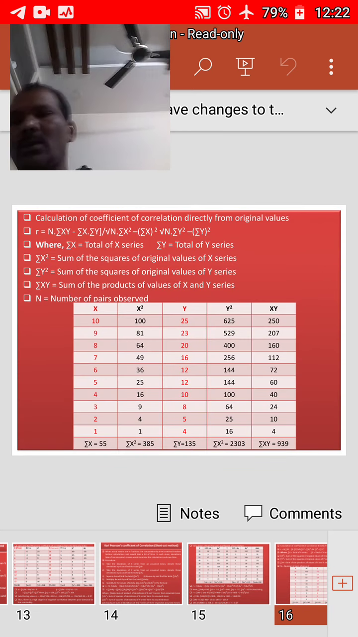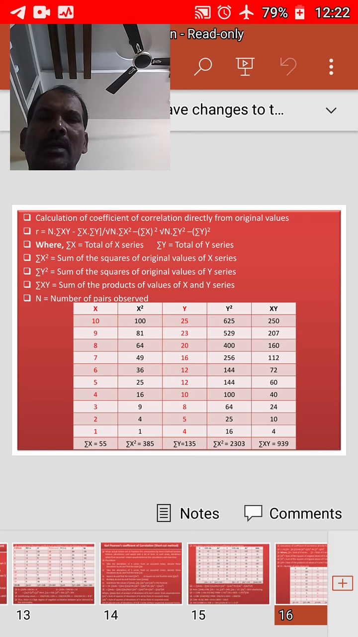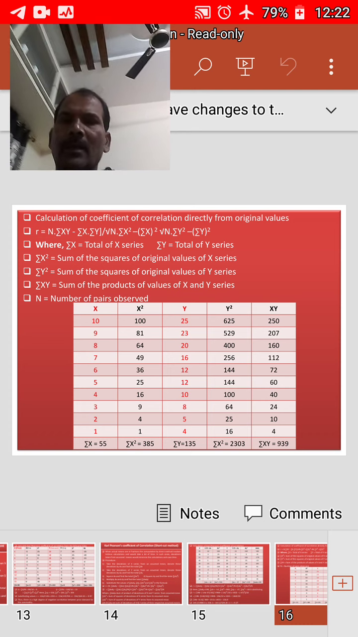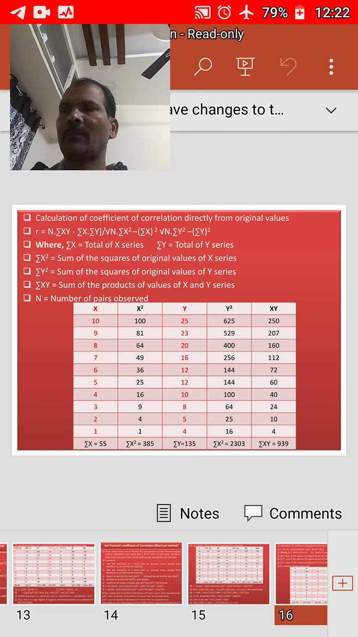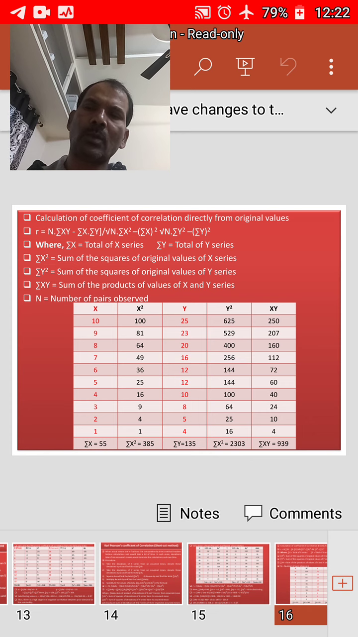And now we'll do one more problem for better understanding by using direct original values. We have steps for this. According to this method, we need not take the deviations of both the series either from the actual mean or from their respective assumed means.